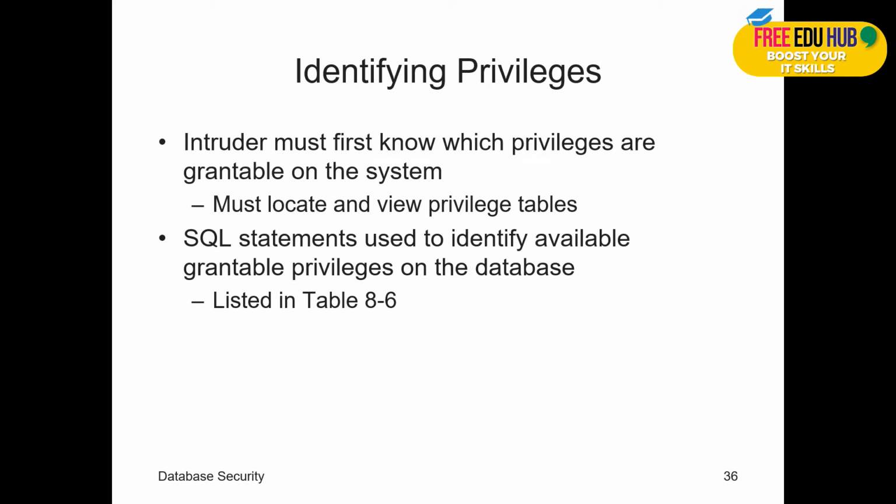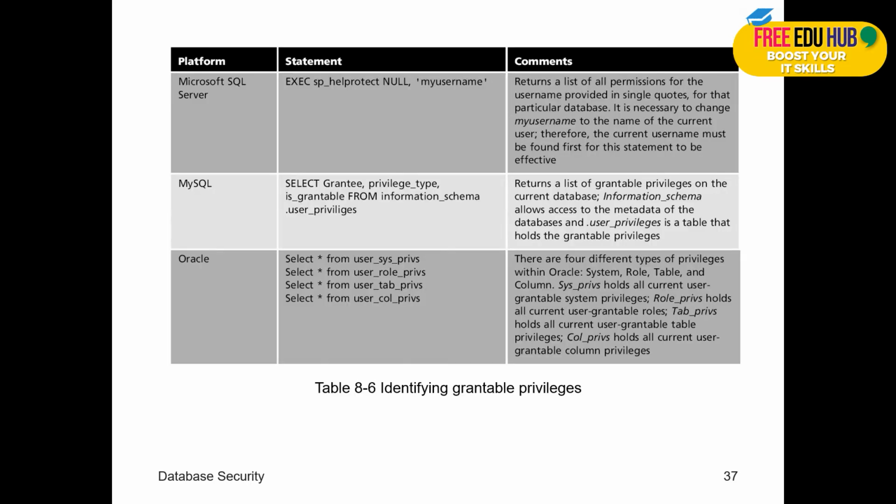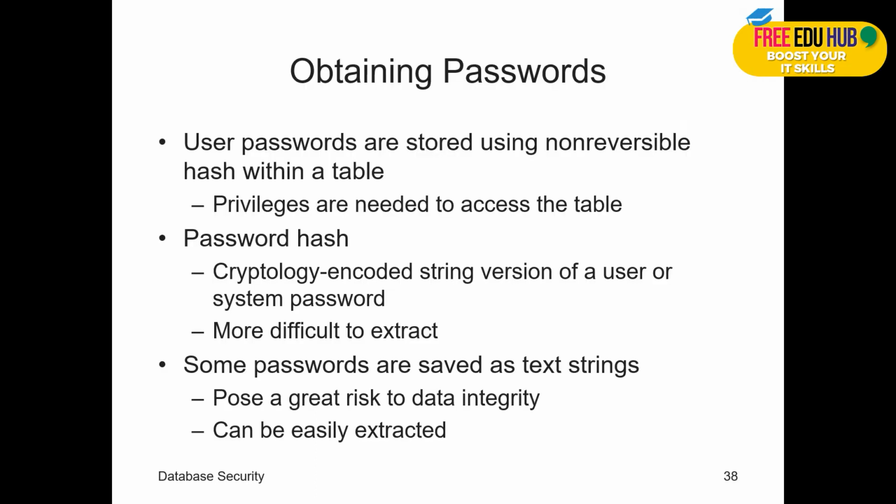The intruder must know which privileges are grantable on the system, and must locate or view the privileges table. So in order to get the information on the privileges of all the users and what kind of permissions they have, there are again queries which would help you in pulling out the information: exec sp_helprotect for SQL Server, and for MySQL it's getting the privilege type from the grant table and the information schema of the user privileges. And for Oracle, as you can see, it's getting all the user sys, role, table and column privileges by passing simple queries.